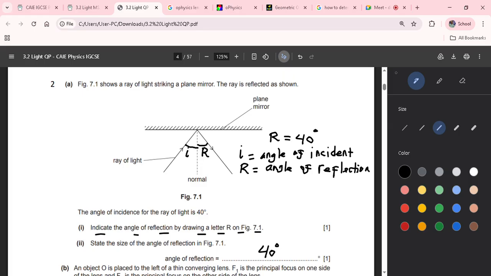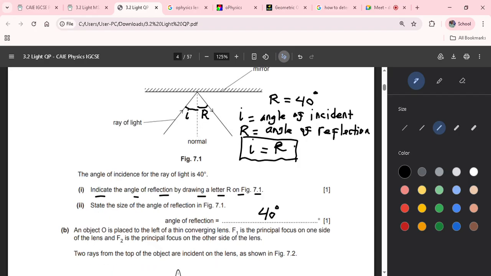If this happens on a plane mirror, I is equal to R. This is the law of reflection. The law of reflection says that the angle of incidence, which is I, is equal to the angle of reflection, which is R. Okay?